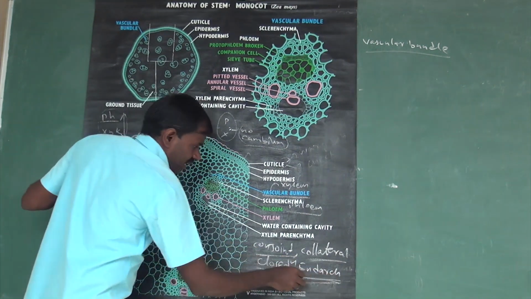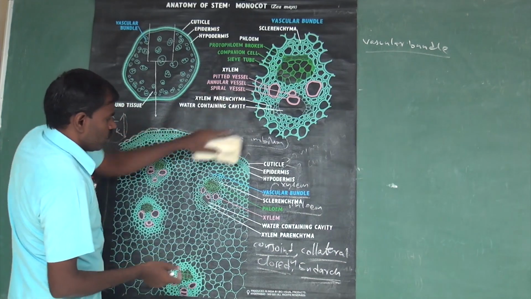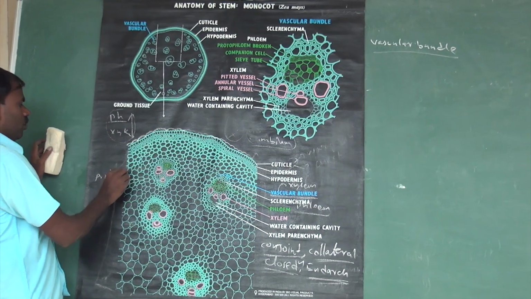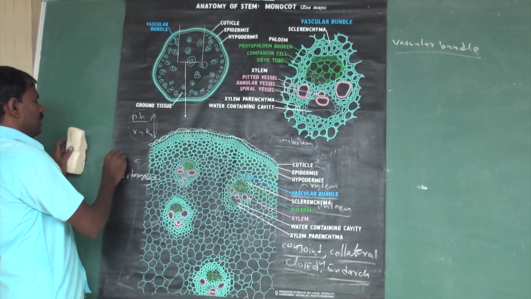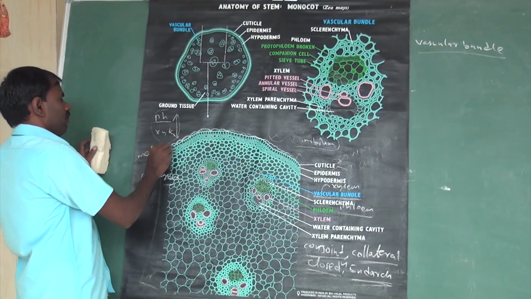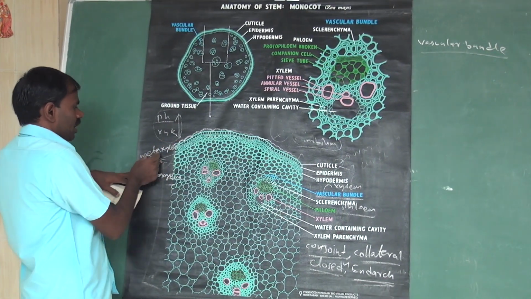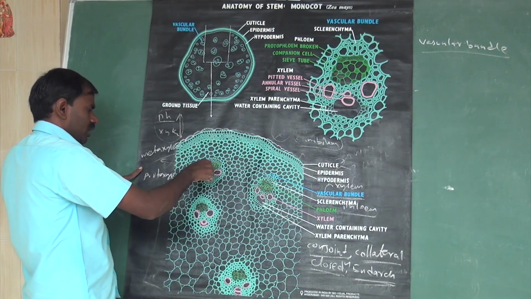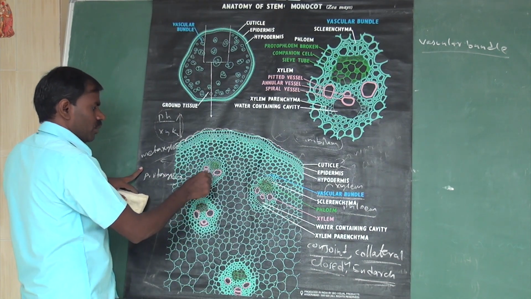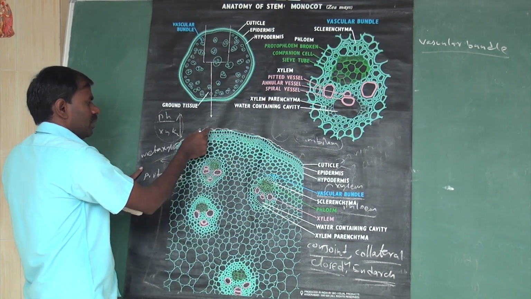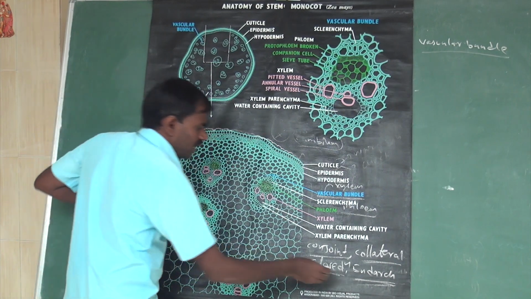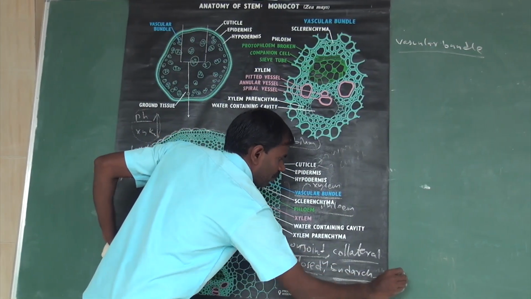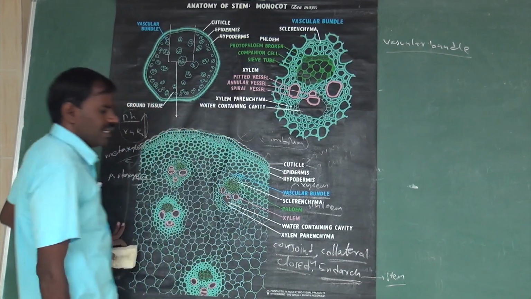So what is the endarch condition? Endarch means the protoxylem elements are towards the center and the metaxylem elements are towards the periphery. This type of xylem arrangement is called the endarch condition. The endarch condition of xylem is found in stems, both monocot stem and dicot stem.